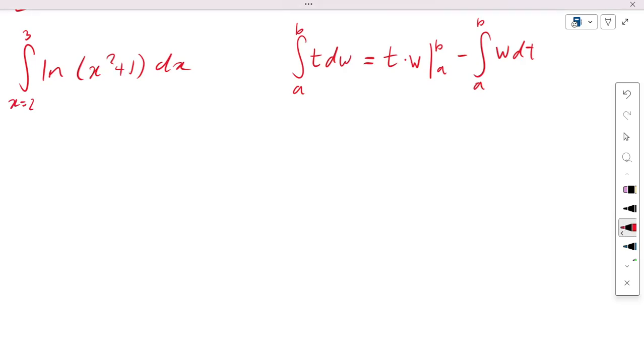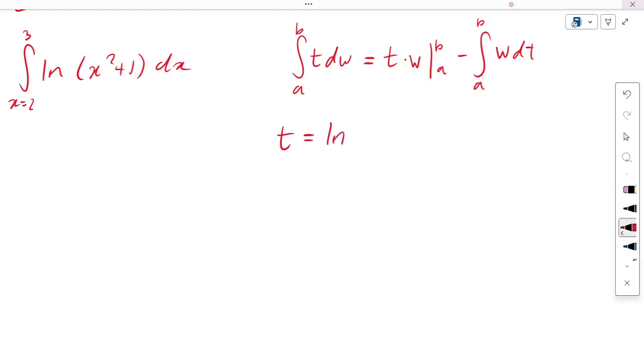So now we're going to try and suppose something to be equal to t and something to be equal to dw. Okay, so we're going to suppose that t is going to be equal to the natural log, because taking the derivative of this natural log is pretty easy, easier than taking the integral. That's why we're doing this, by the way. If we were to suppose that the natural log of this was equal to dw, then we're just answering this question already, and that's what we are trying to eliminate, right? So we can take the derivative of this easily compared to the integral of that.